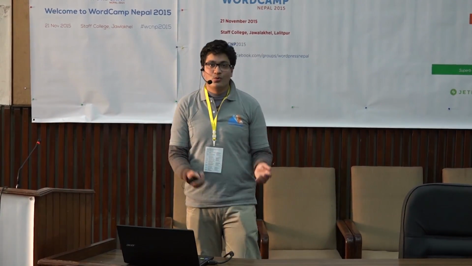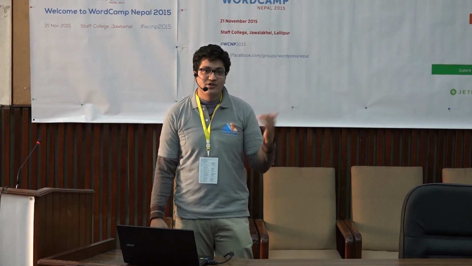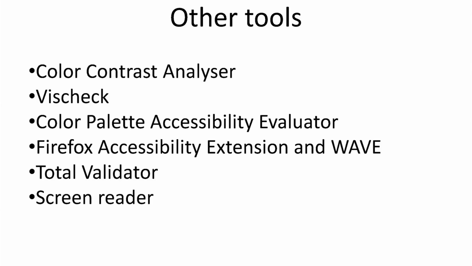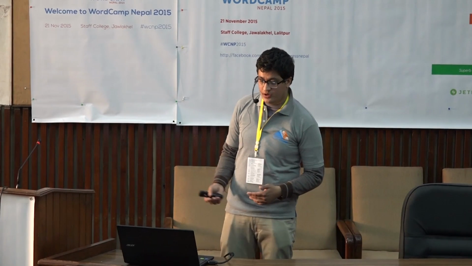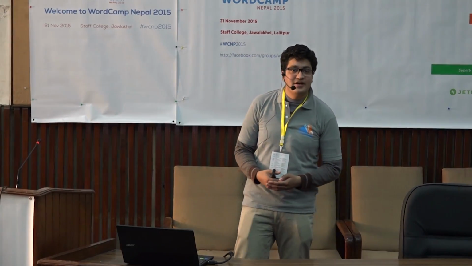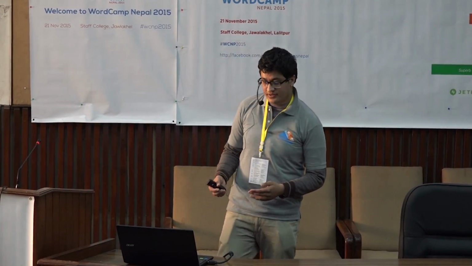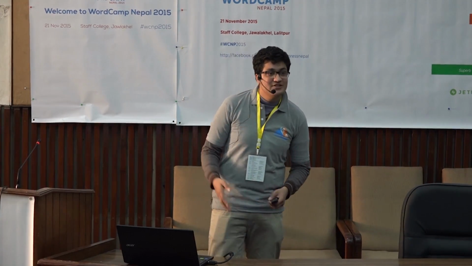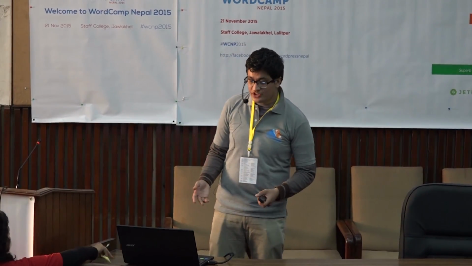Other tools, rather than the WordPress tools, are Color Contrast Analyzer, which I used before. It is available for Windows and Mac, and Quick Check, which will help to find how your site is seen by a person with color blindness. Color Palette Accessibility Evaluator also does the same thing, evaluating the colors. And the Firefox Accessibility Extension and Web Extension for Firefox will help to analyze accessibility through the Firefox web browser. Total Validator will validate your HTML contents, and it validates many things including accessibility. So you can check it too.